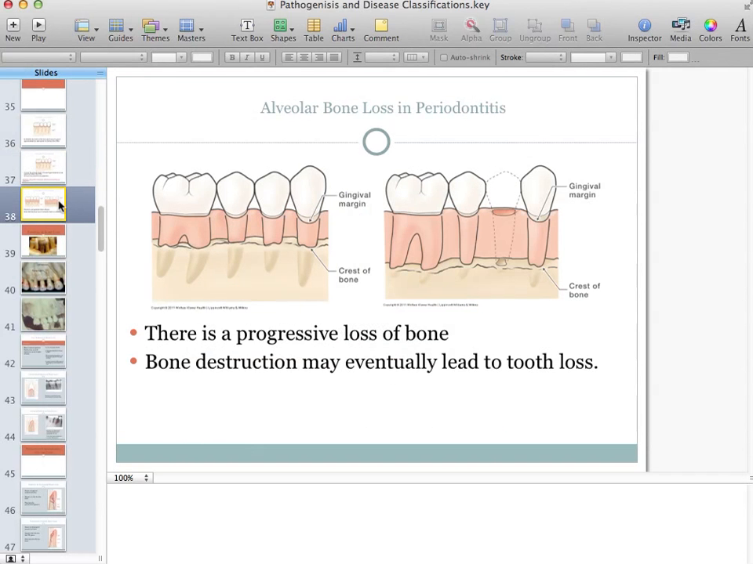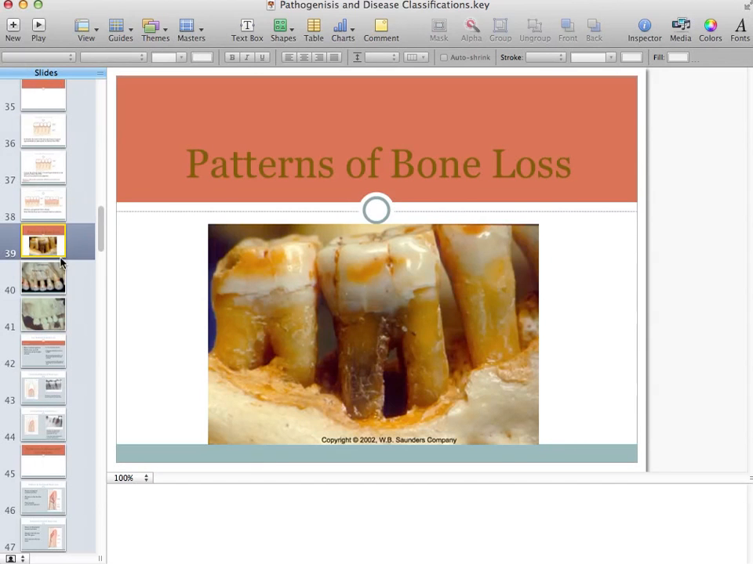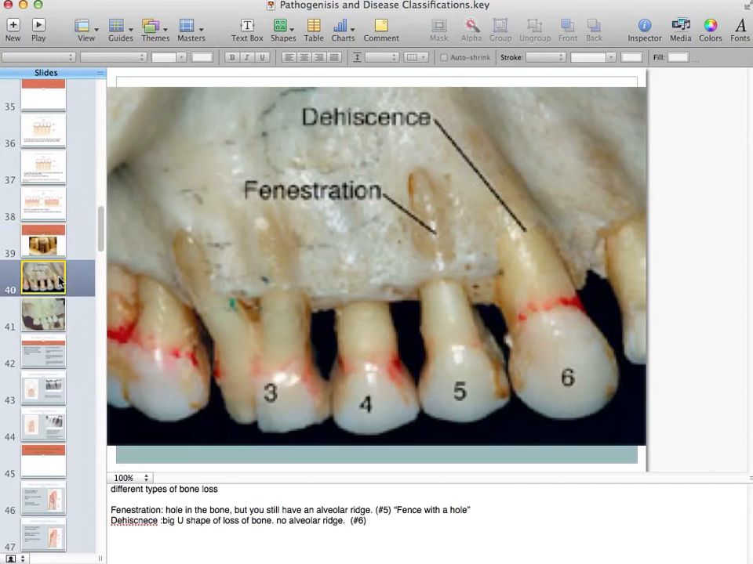All right. Now, but in periodontitis, there is bone loss, right? And bone destruction, which leads to tooth loss. So now, bone loss is no longer 1 to 2 millimeters. It's way past that. So there's examples of that.